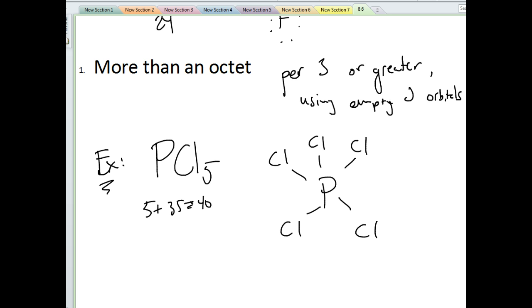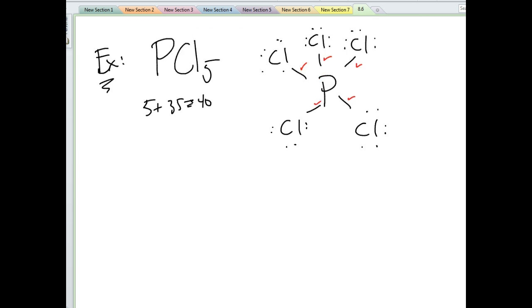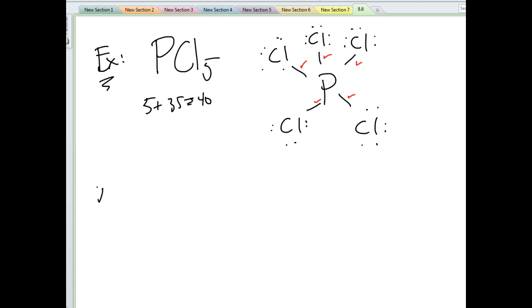We're going to go through and use up all our valence electrons, and that comes out good. But if you notice in the center, that phosphorus has 10 valence electrons bonded to it. 1, 2, 3, 4, 5 bonds coming off of it, which does exceed the octet. That does happen, and it's okay. Phosphorus is in period 3 or greater, so it's using some hypothesized empty d orbitals to take care of this.